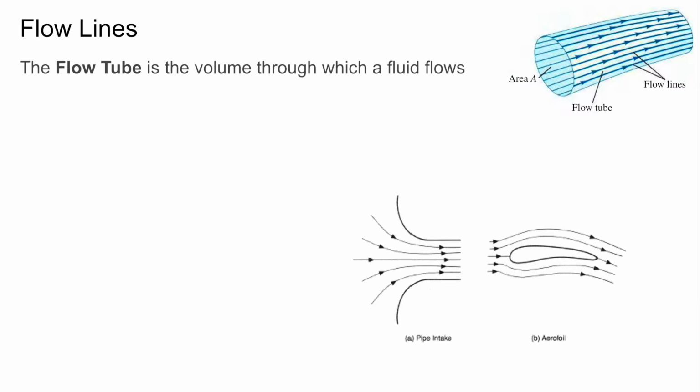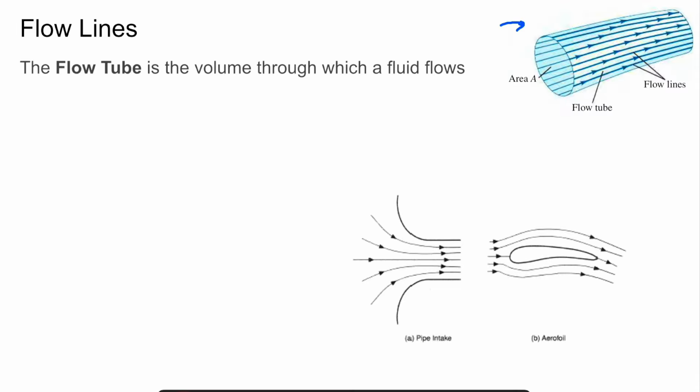So a flow tube is a volume through which a fluid flows, and we can see a flow tube over here in the top right. You can think about it like if you turn on a garden hose, right? Then the water will come out of the hose, and it'll kind of make a shape along which all that volume of water follows as it makes its path to the ground. And that's essentially just a flow tube. It's the volume through which the water or the fluid is flowing.